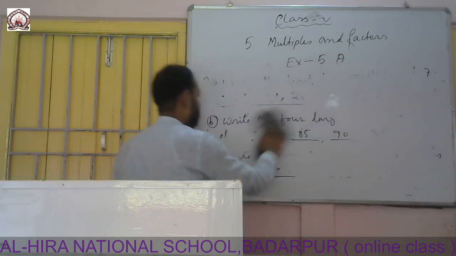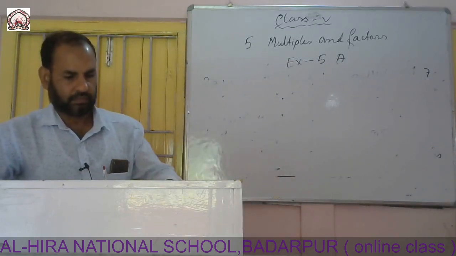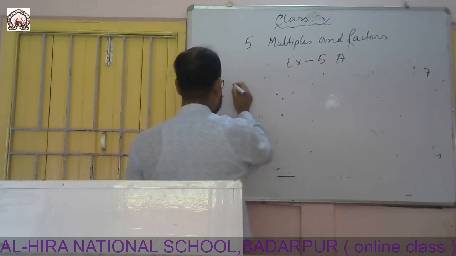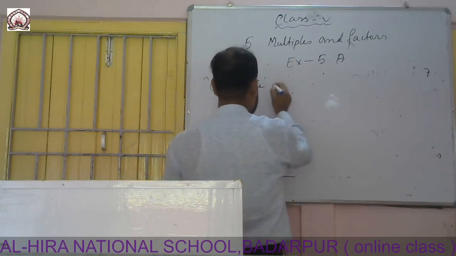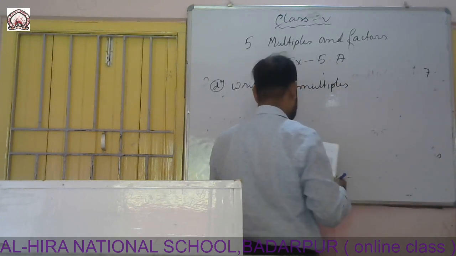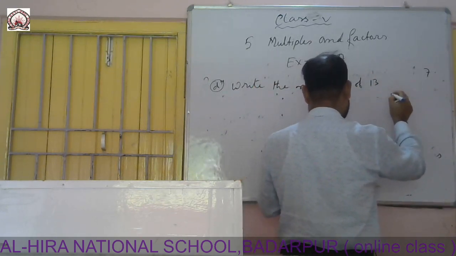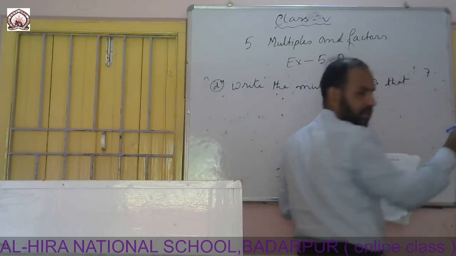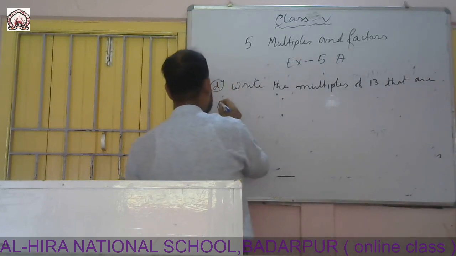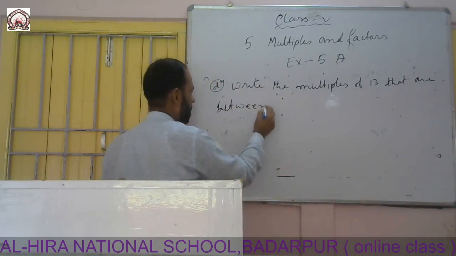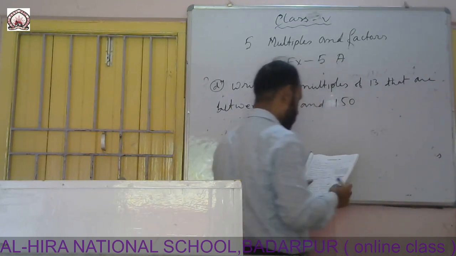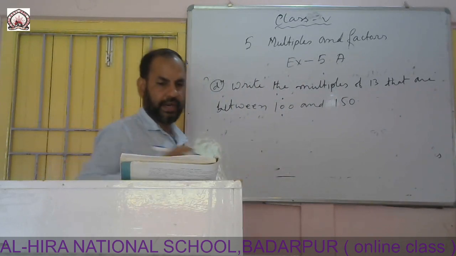Next question. Question number D. Write the multiples of 13 that are between 100 and 150.